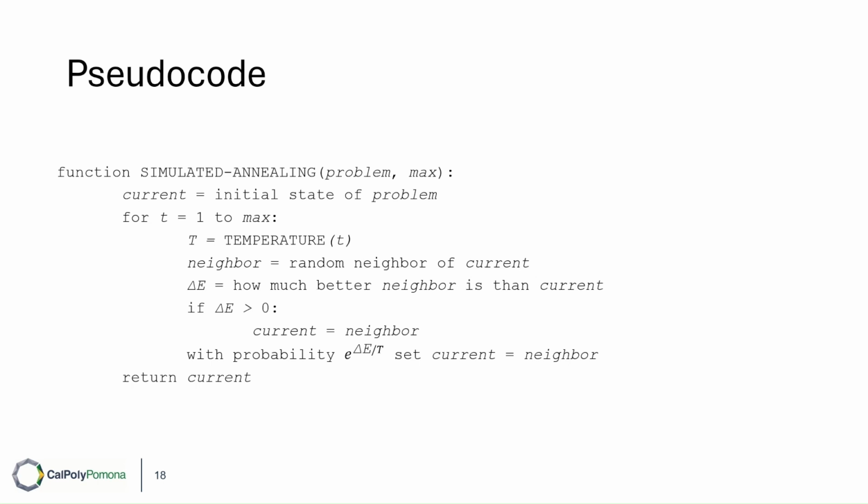If delta E is positive, we will update current to be the neighbor. But now the difference is that we sometimes want to make a move that might make our situation worse in order to dislodge ourselves from our local minima and local maxima to find the global maximum and the global minimum. We then calculate e to the power delta E over T, which is one of the most promising ways to calculate the probability. And at the very end, we just return the current state.